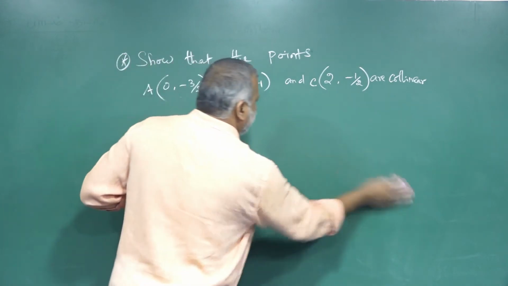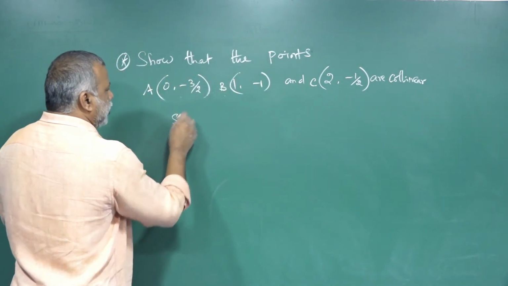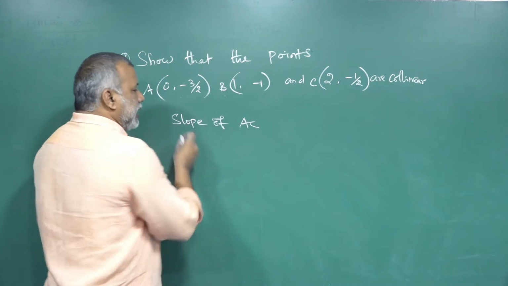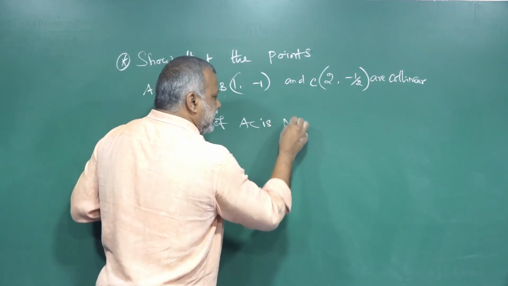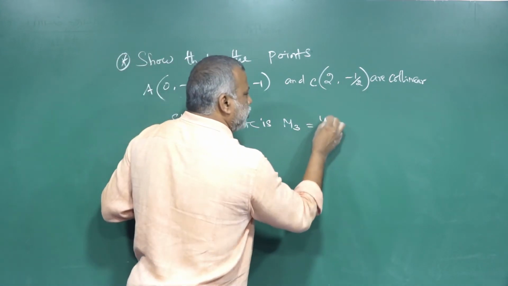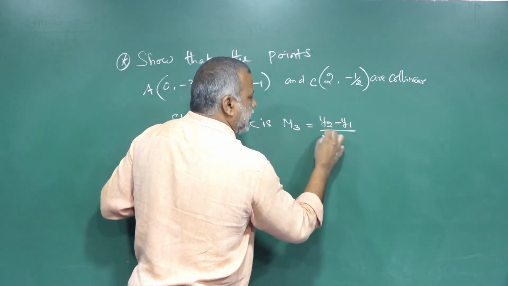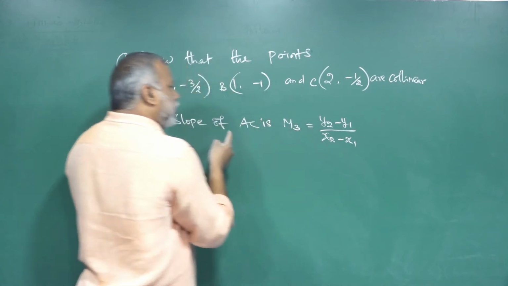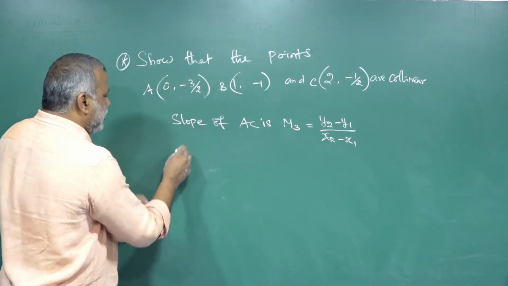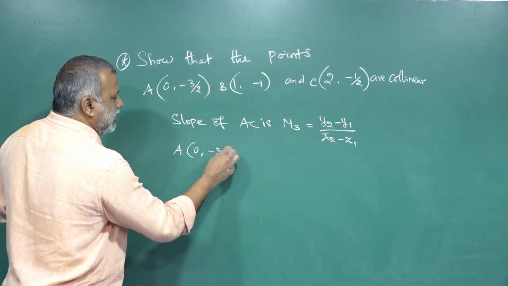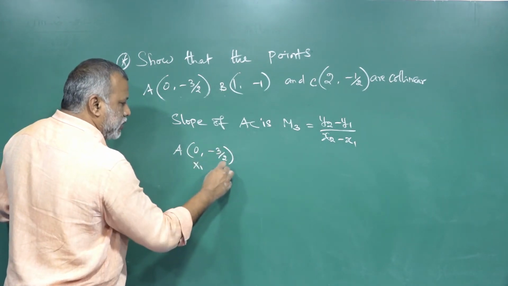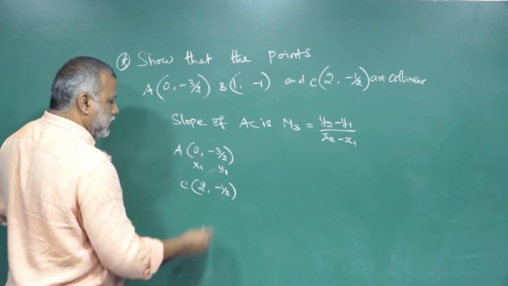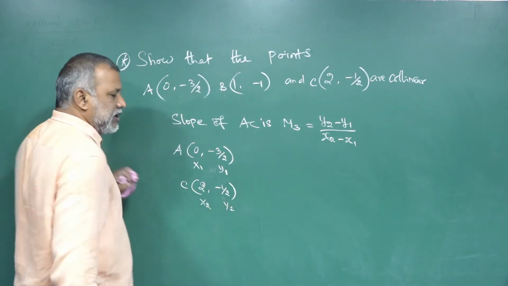Suppose the students may be interested to work like this, slope of AC, you can select anyone. So if you are selecting slope of AC, consider, you can say it is named M3. Once again, we are using the two point formula, y2 minus y1 divided by x2 minus x1. So just M3 equal to this one. Now we are going to select the point A and C. What is the value of A here? Say the value of A is 0 comma minus 3 by 2. So it is the name x1 y1. Now the name of C is 2 comma minus 1 by 2. Give the name x2 y2.